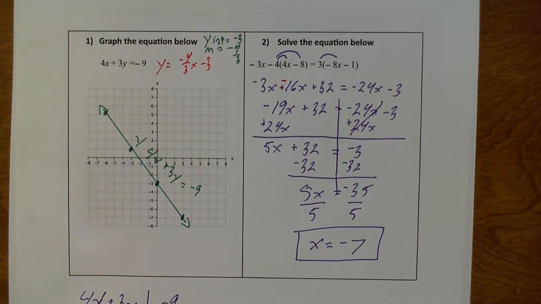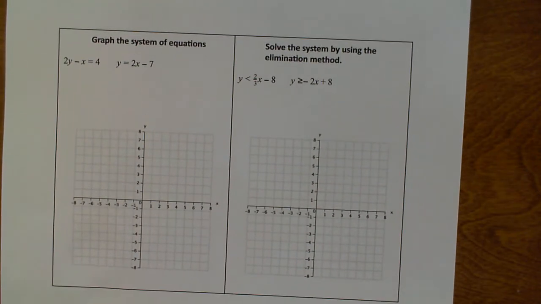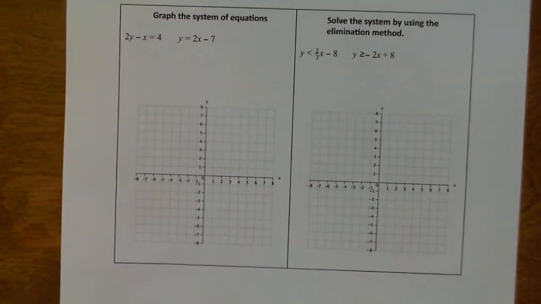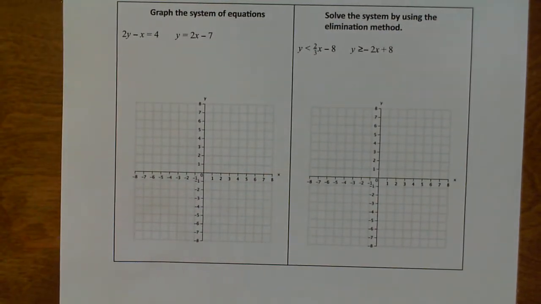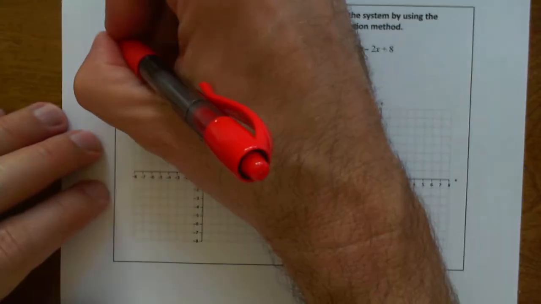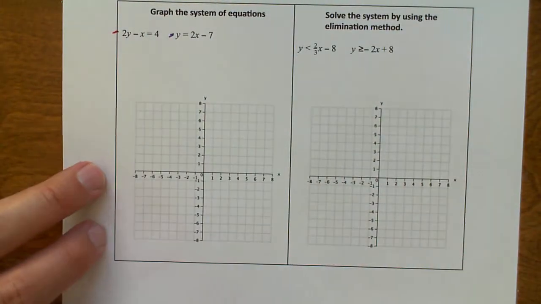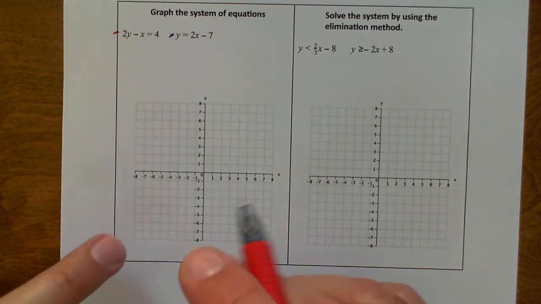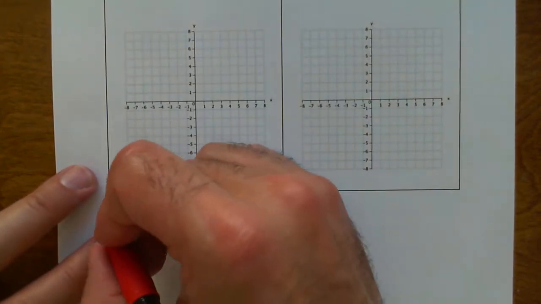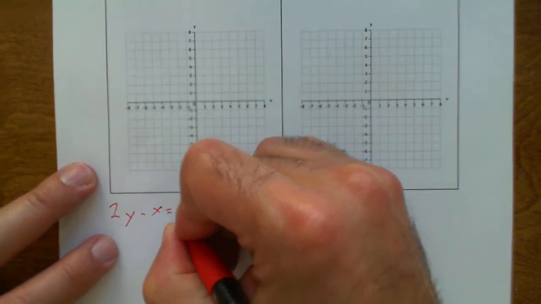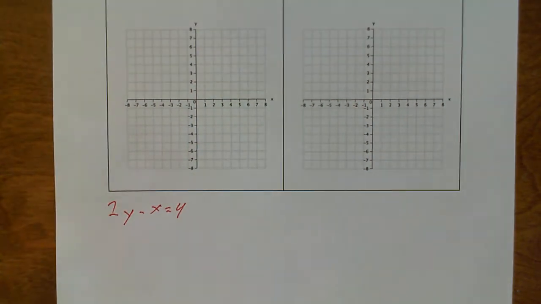Let's go ahead and do the last two. Okay. Graph the system of equations. Let's make this my red one, and we'll make this my purple line. Now let's get the red in slope-intercept form first, so I'm going to do that down here: 2y minus x equals 4.